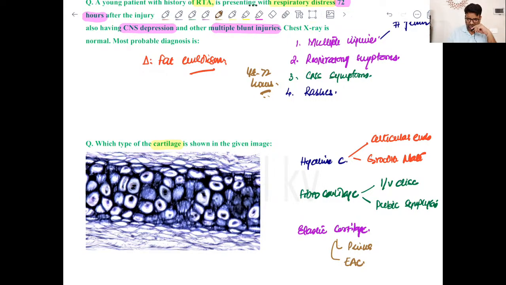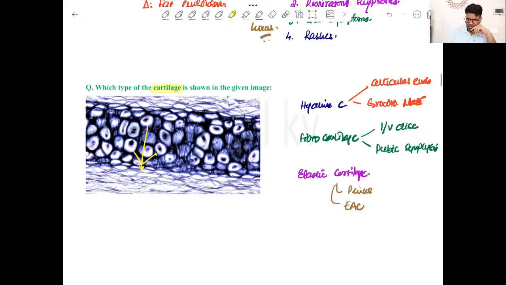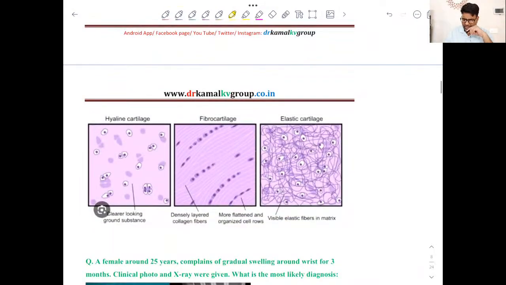types, and yes, this one is the elastic cartilage, and these cells what you are seeing actually, these are all chondrocytes, right? So these are chondrocytes. Okay, so if you can see here, these are all chondrocytes, and then there are elastic fibers in the matrix, right?